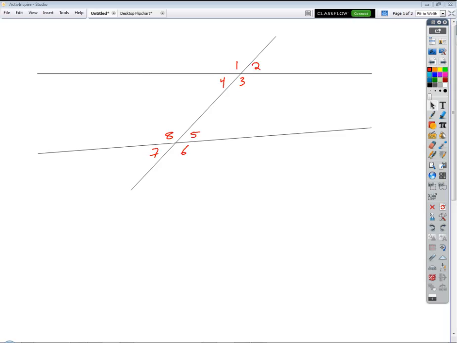Okay, real quick. So now what do we call this? I've got these two lines. They're cut by this other line. What do I call that line? Transversal. Yeah. And transverse means across, by the way. So that's a good word for that.